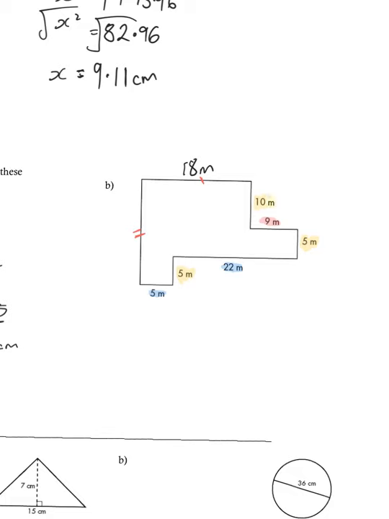So 5 plus 5 plus 10 will equal 20 metres.